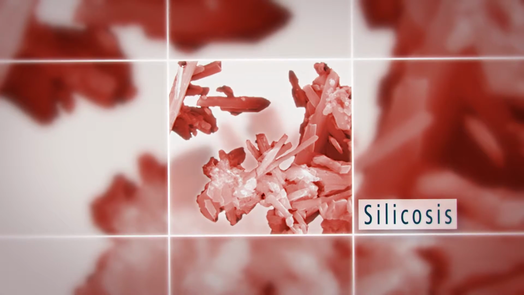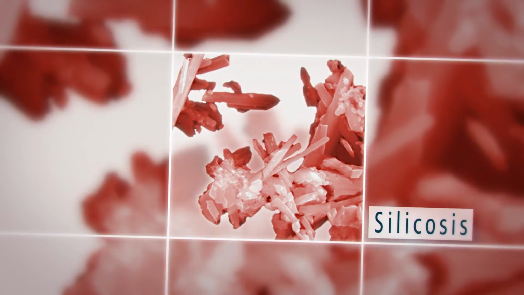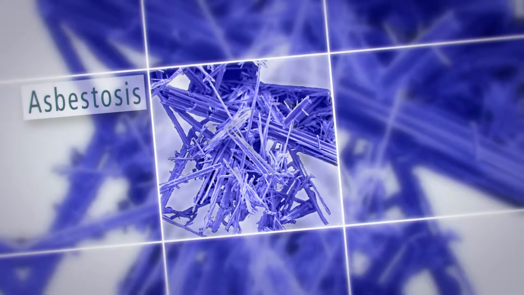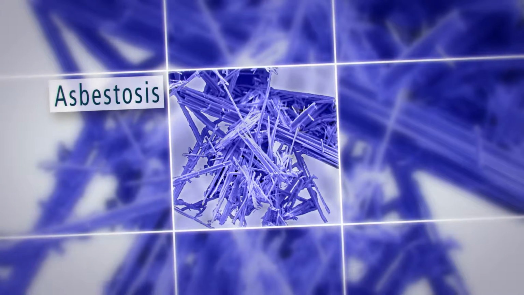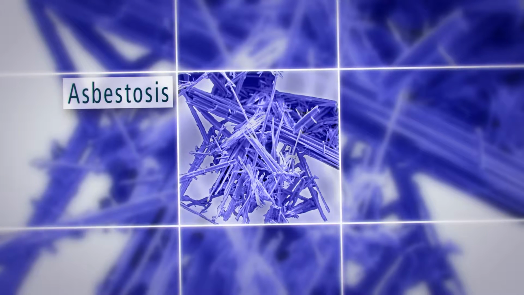Silicosis and asbestosis are the worst forms of pneumoconiosis. Silicosis, also known as grinder's lung, is caused by inhaling silica, while asbestosis is caused by the inhalation of asbestos dust. It is not only the type of dust that determines the health risk.